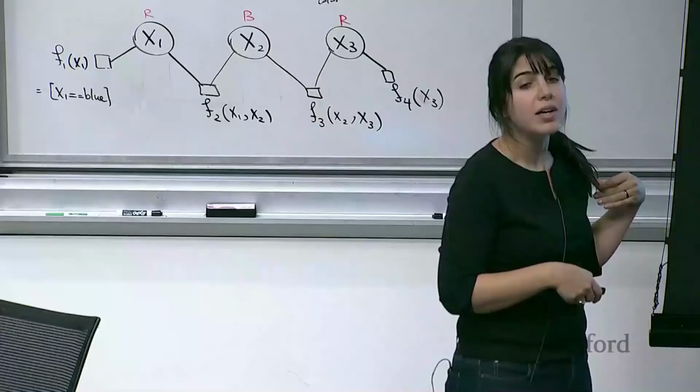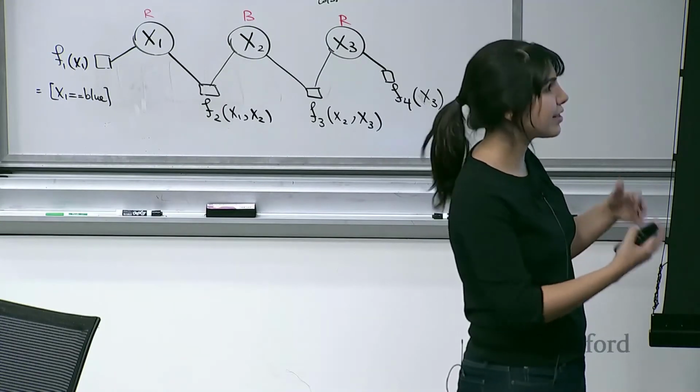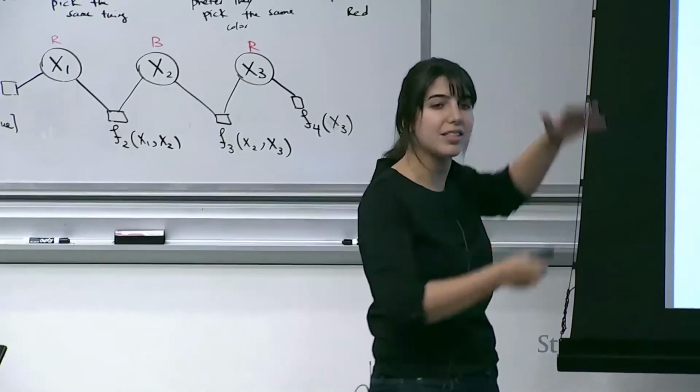Factor graph, is that the idea? It's a more constrained factor graph. Yeah, it is. Factor graph is this big picture. CSP is an instance of a factor graph.